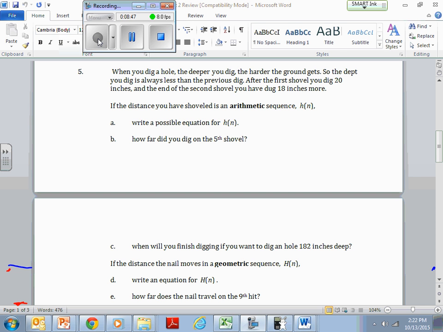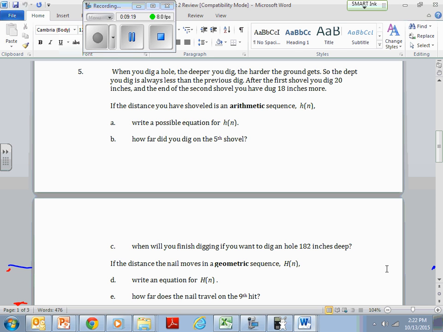Now let's see. So the depth you dig is always less than the previous dig. Caitlin, Alexis, Brianna, Donna. I think I got everybody. All right, let me move on with my life now. I say Dana because Brianna doesn't want to be called Brianna because it makes her seem expensive. Donna, that's her name, but that's not expensive, so I switch it to Dana. Now she's expensive. All right.